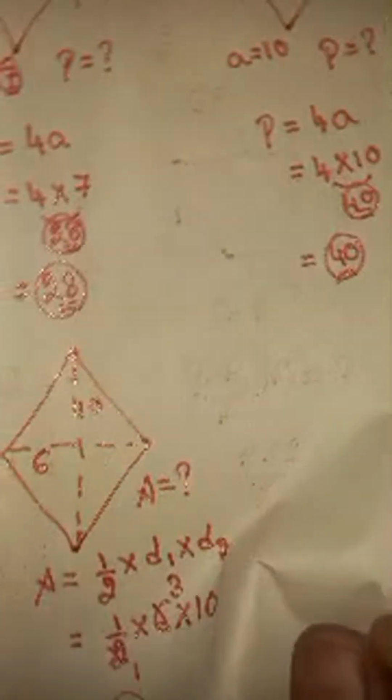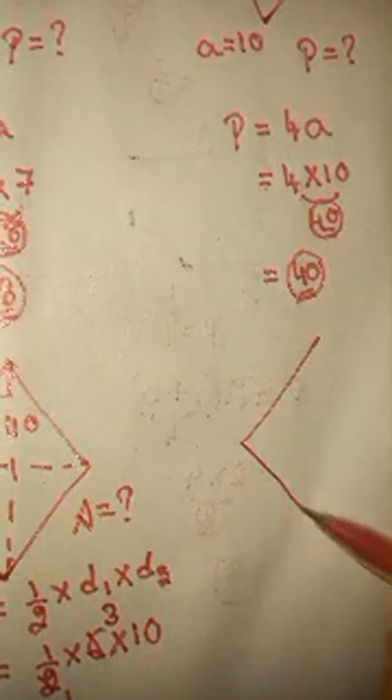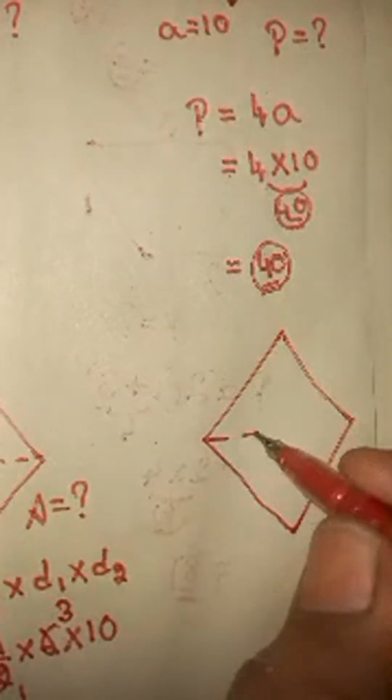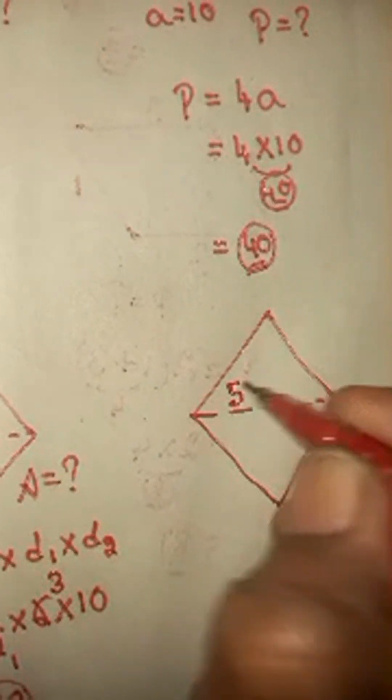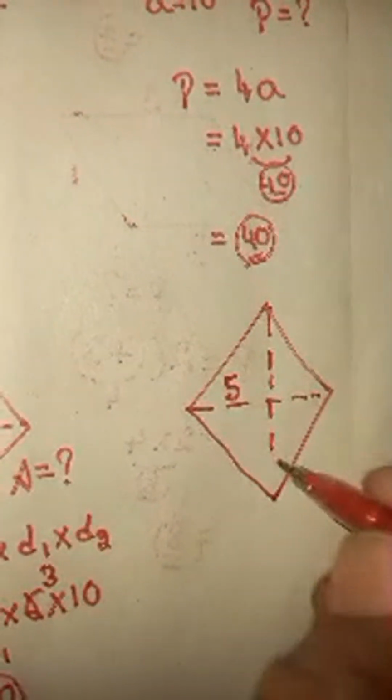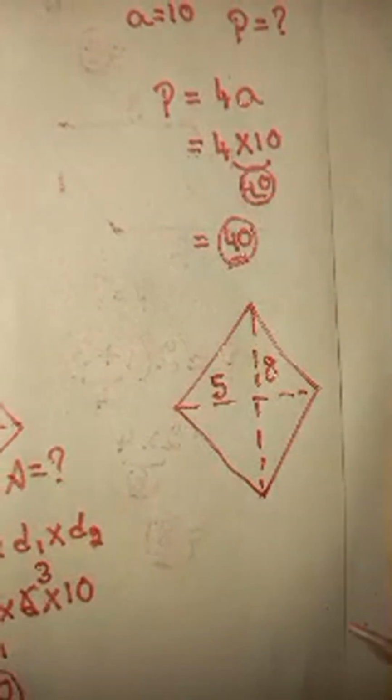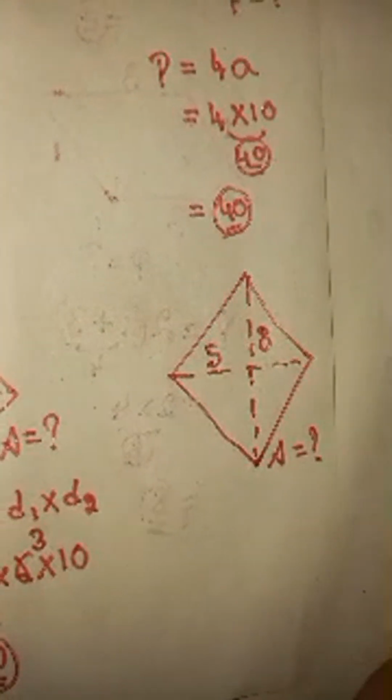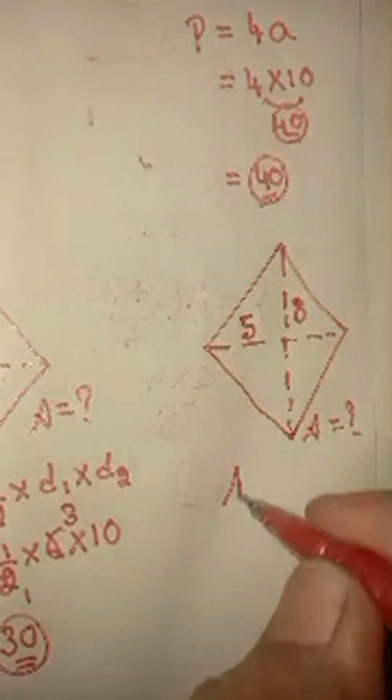Let's take another rhombus. In this rhombus, they are giving this side length as 5 units and this side length as 8 units. Now you need to find the area of the rhombus. Now also you can find it out.